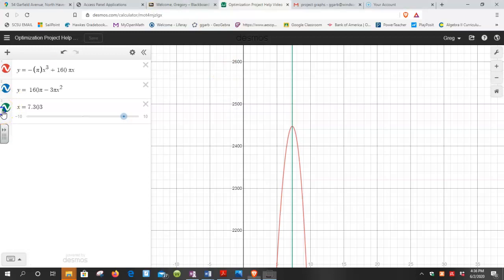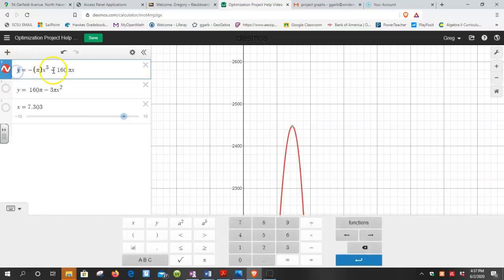Well, let's just say that you had a function that you got after you solve for r using the surface area, and you substitute it back in to your volume equation. Now instead of using v, I'm using y. Instead of using r, I'm using x. Okay, that's the way Desmos understands the variables.